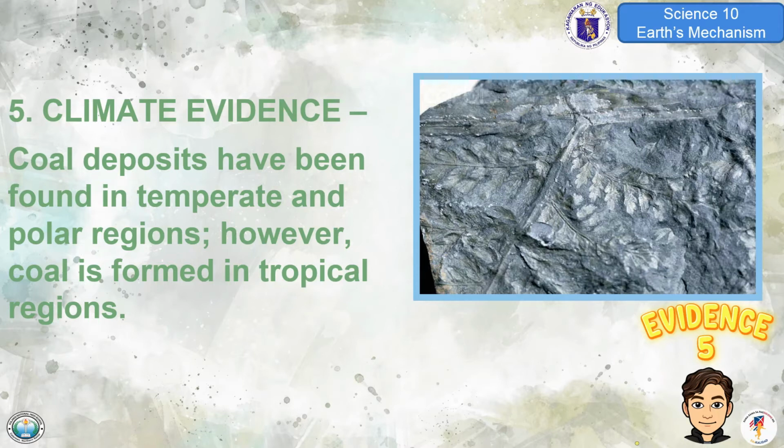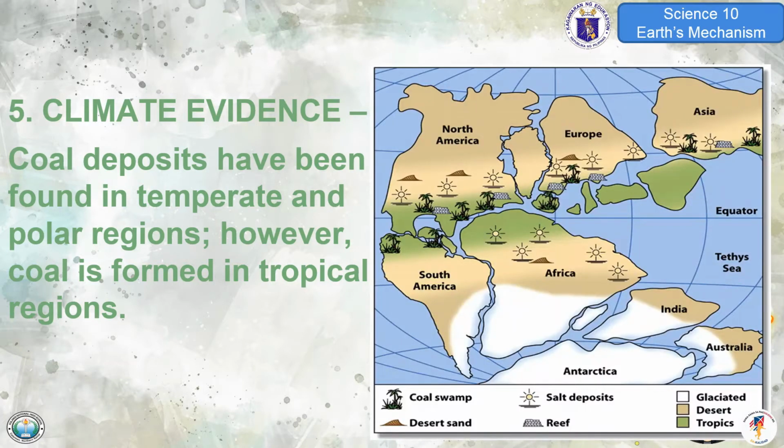The next set of evidence solves the mystery of why tropical plants are located in Antarctica, as well as coal deposits located in temperate and polar regions, wherein it is impossible since coal is formed in tropical regions. Climate evidence explains that continents were once joined together. That is why tropical plant remains are found in Antarctica as well as glacial deposits in Africa, South America, India, and Australia, because these existed during the same time at the same locations.